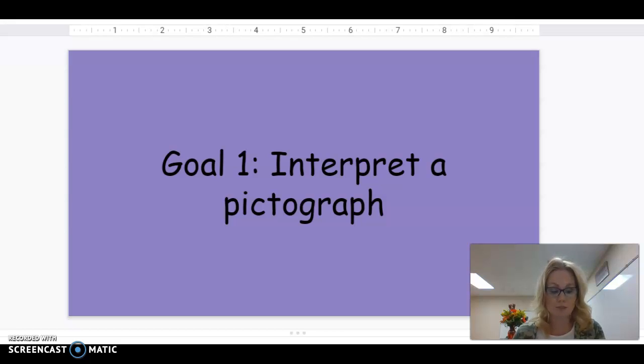Pictograph is our second big word. Can you say that with me? 1, 2, 3. Pictograph. A pictograph is a graph that shows pictures. A graph is something we show mathematical information on. So our first goal is we want to interpret a pictograph, which means we want to understand the information shown to us in a graph that has pictures on it.